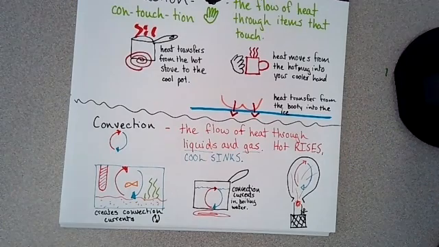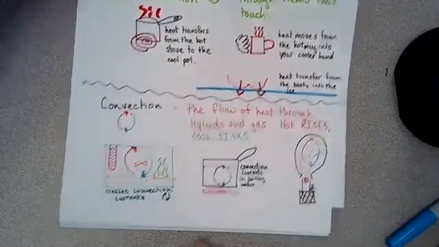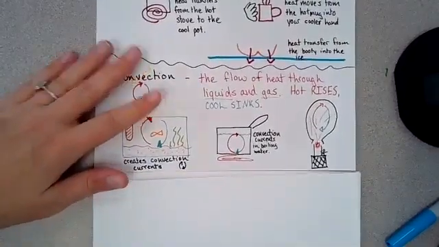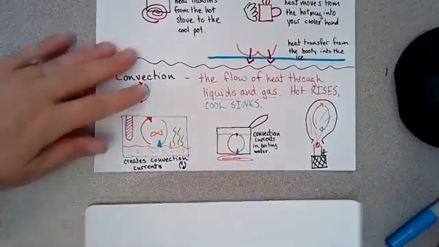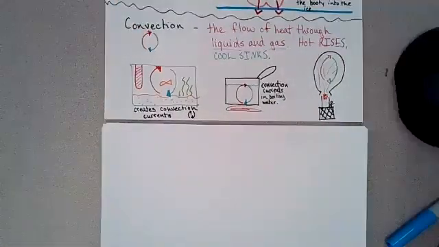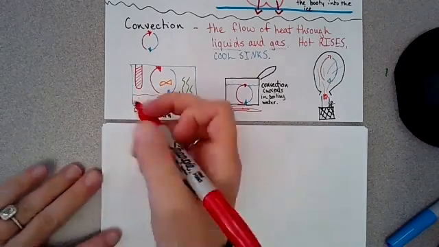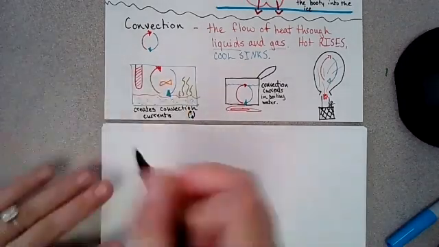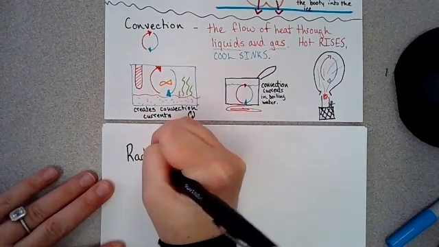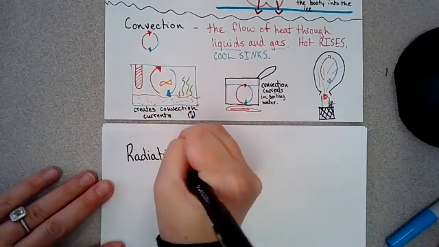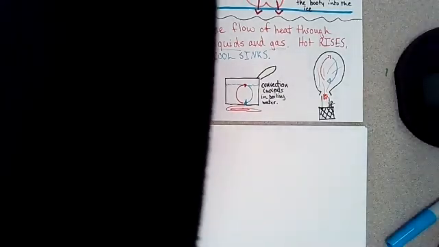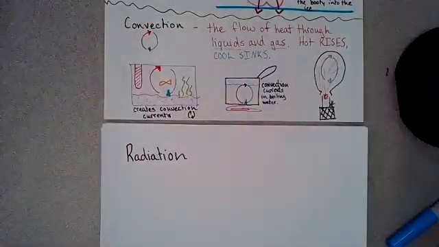All right, now we've got one more. I'm going to slide this up so that you can still see it. And I'm going to talk about the last example of heat transfer. All right, the last example of heat transfer is radiation. I'm going to write that here, radiation. Now, radiation is why you get burned when you go to the beach. Whenever you see the word radiation, I want you to draw a picture of a sun.